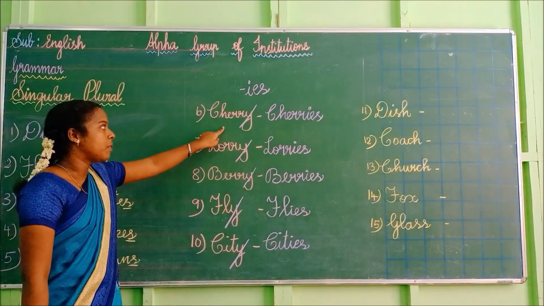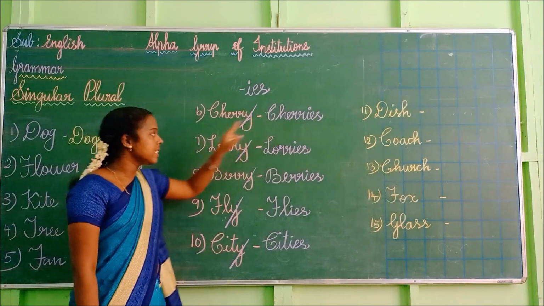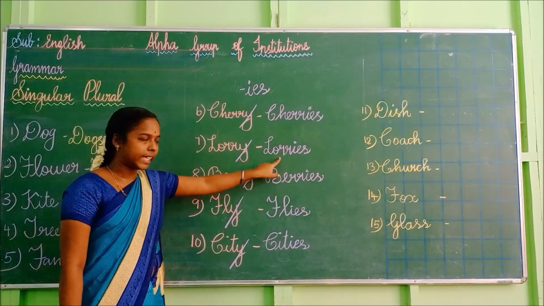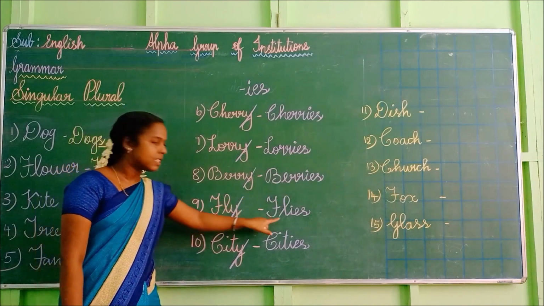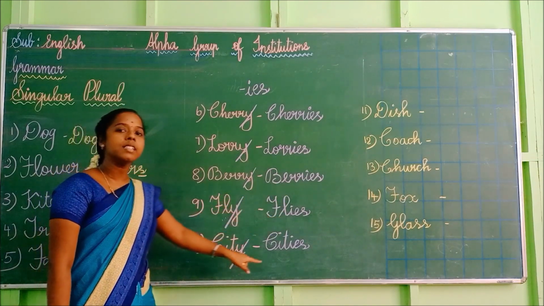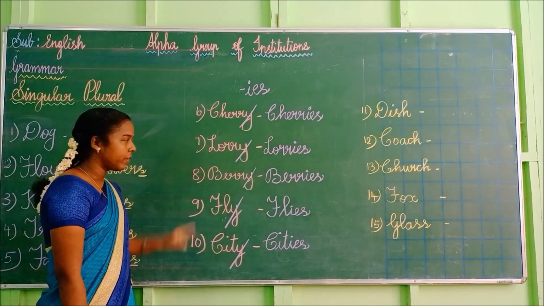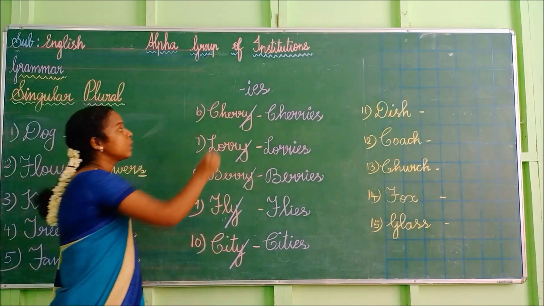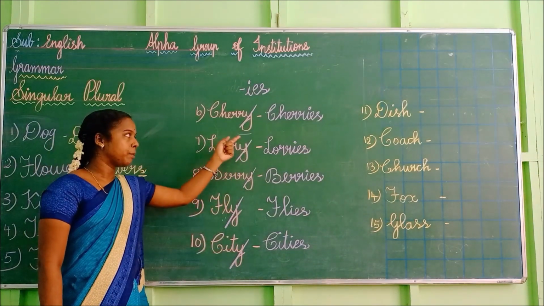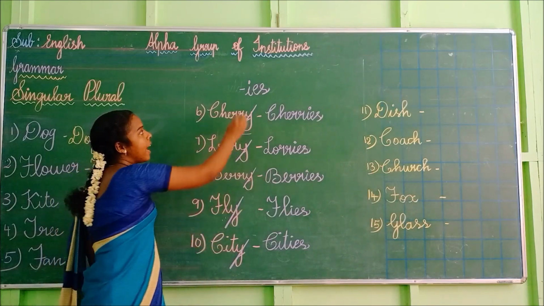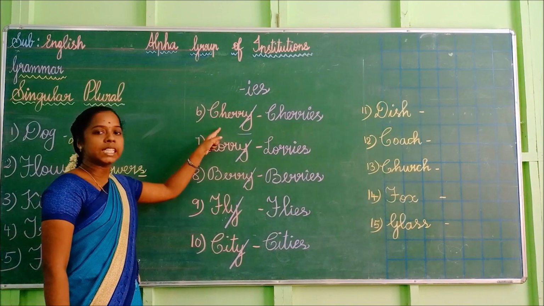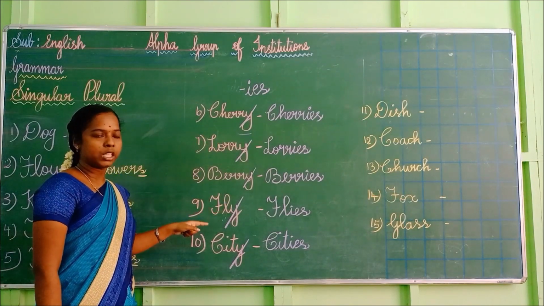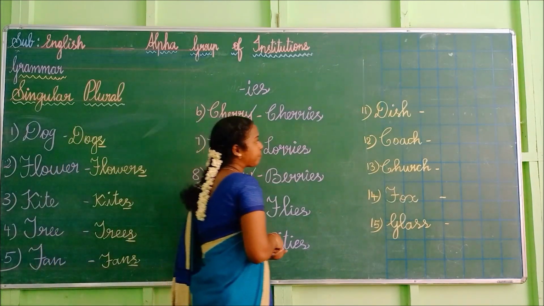So the plural form of cherry is cherries. Lorry is lorries. Berry is berries. Fly is flies. City is cities. So if the singular noun ends with Y, first you have to remove Y and then you have to add I-E-S to the singular noun to make the singular into plural. Have you understood, children? Next one.